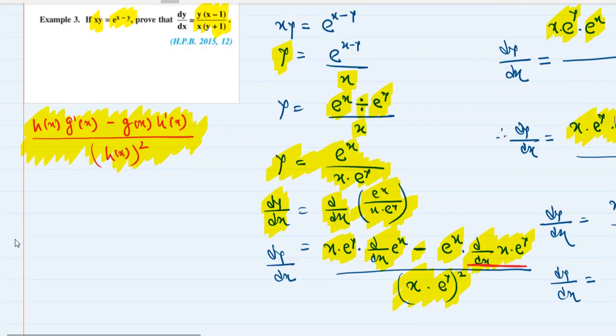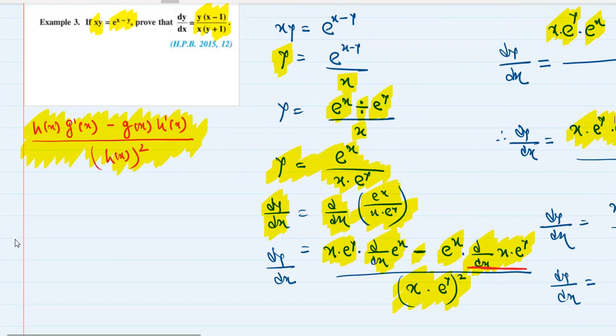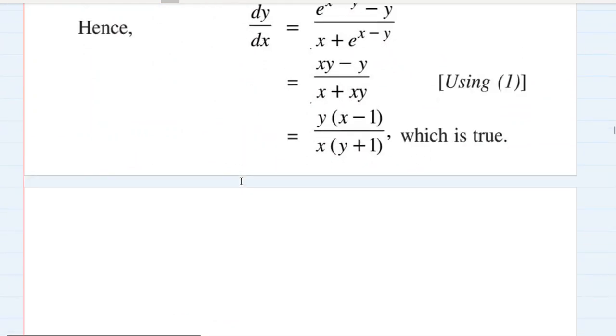So you need to start with a method which you understand. So I'm doing a method which I think you will understand. Might be a little longer, but doesn't matter. We are getting the correct answer, and our method is legitimate. Okay, next question.